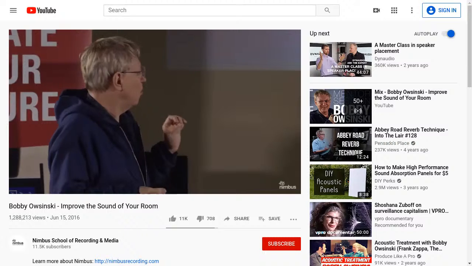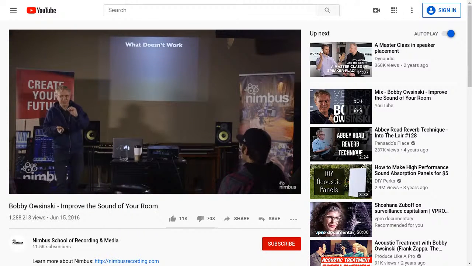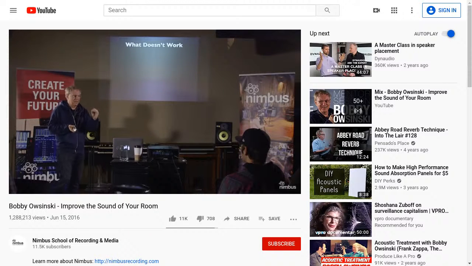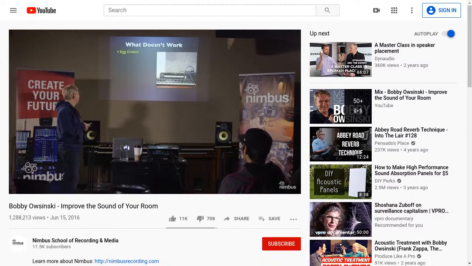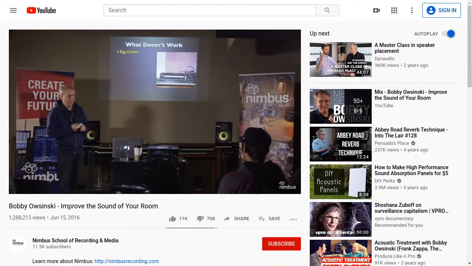So let me talk about the things that don't work when it comes to isolation before we get into the things that do work. Now, people will do these things all the time, thinking that they're making the room better, more isolated. Tell me if you've seen this before. Egg crates. Anybody ever see egg crates on the wall?